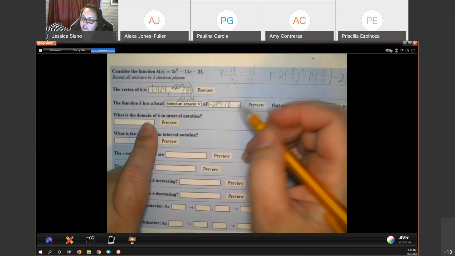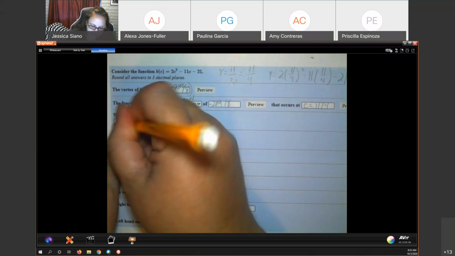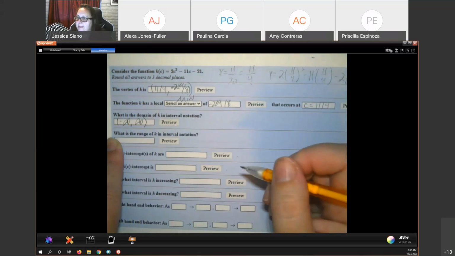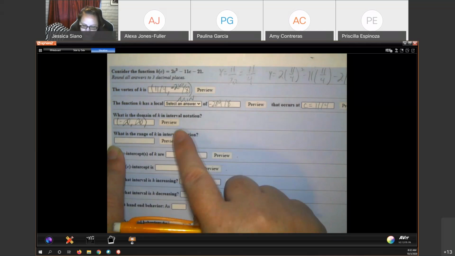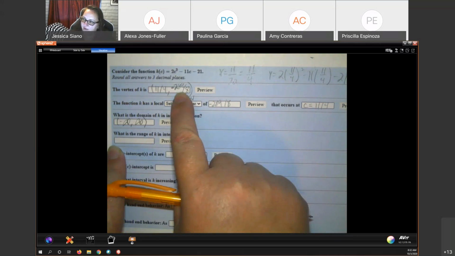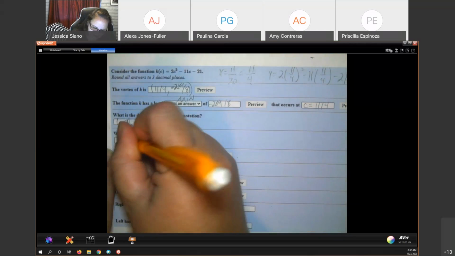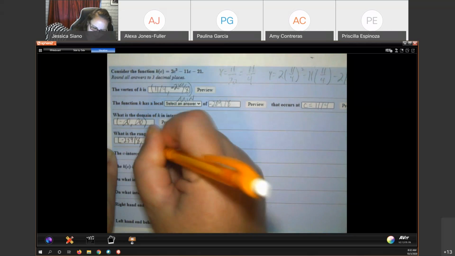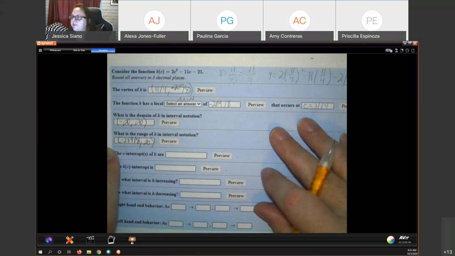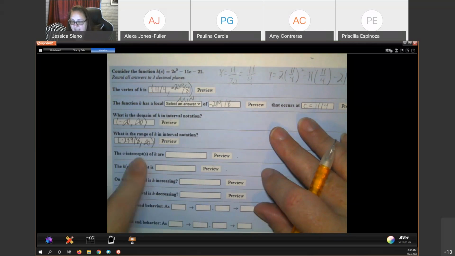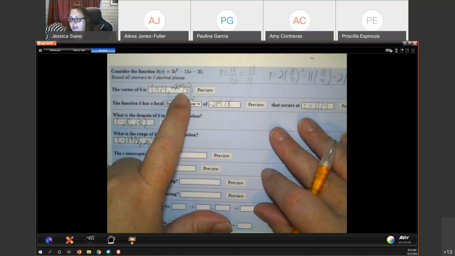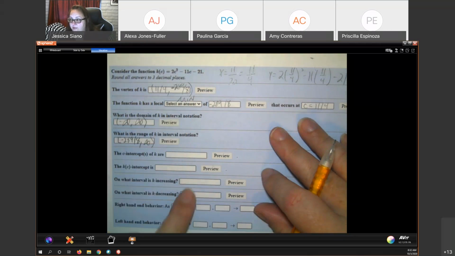So in interval notation, your domain is always all real numbers. Since this opens up, your range starts here and goes up forever. Had a been negative, your range would have been -infinity until this y value. So you would have started at -infinity and stopped at this y value.